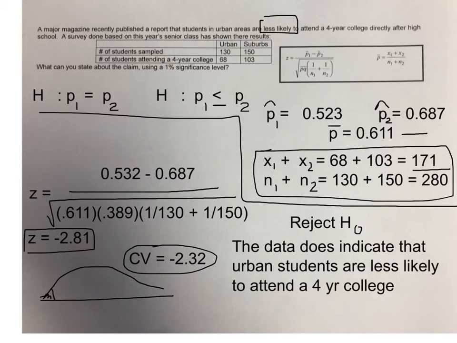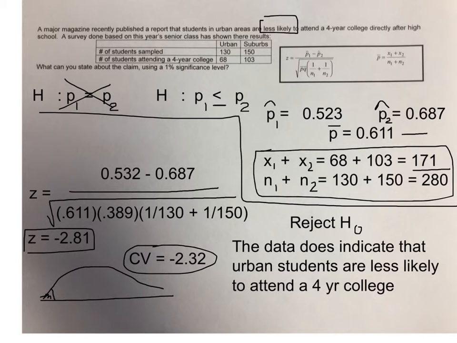Hopefully this is where you ended up. We're rejecting the null hypothesis because we're in the rejection region. In this situation, since we're rejecting the null, this data does give us enough indication that urban students are less likely than suburb students to attend a four-year college.